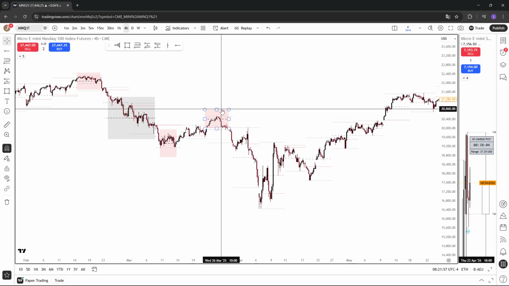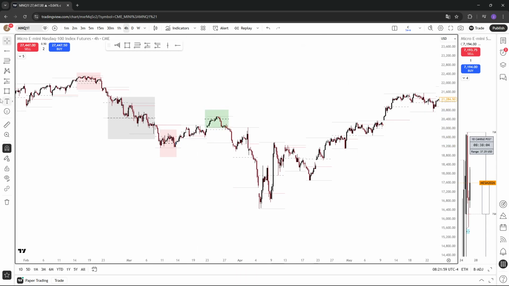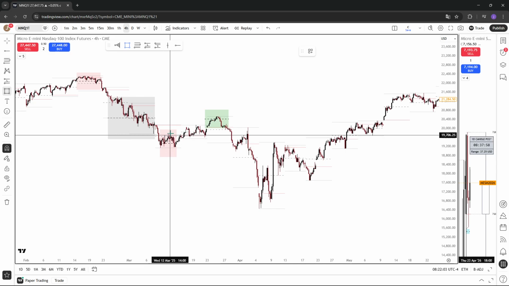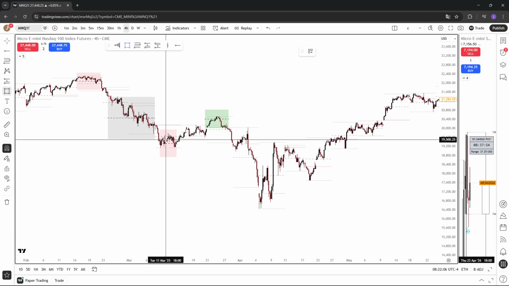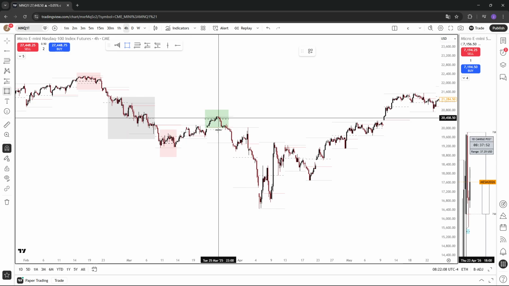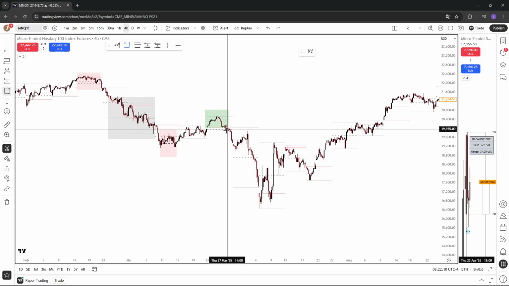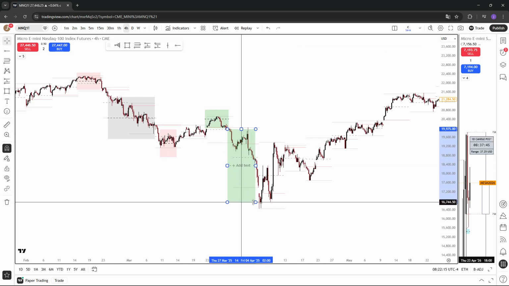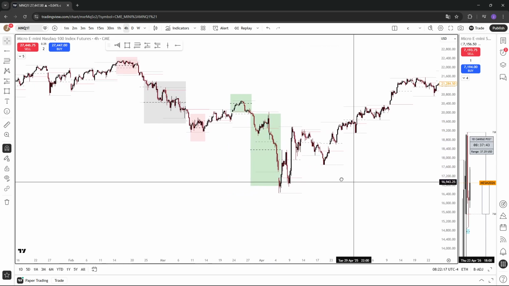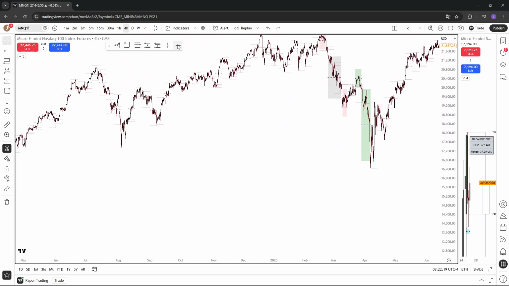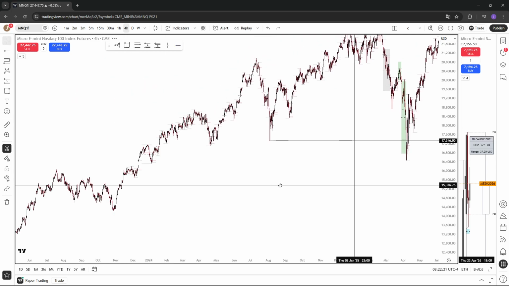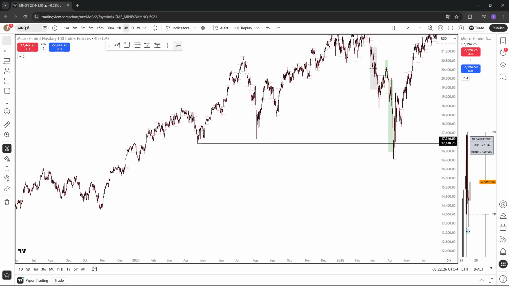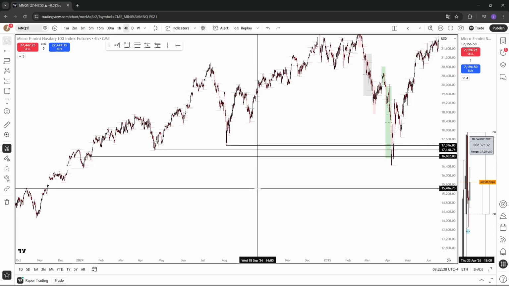Bam, bam, manipulating green. Then after the second consolidation, accumulation, we manipulate higher, we distribute, we have another distribution, well, this counts as a distribution as well. We distribute more and more, we took out these lows, we took out these lows, we took out, okay, you get the point, we took out a lot of liquidity, right?